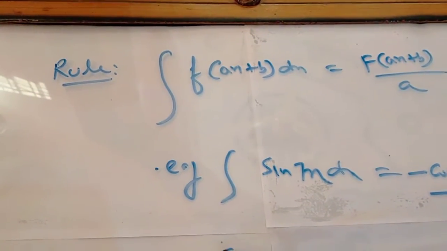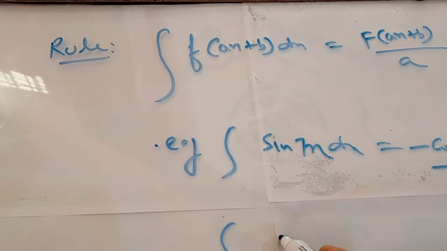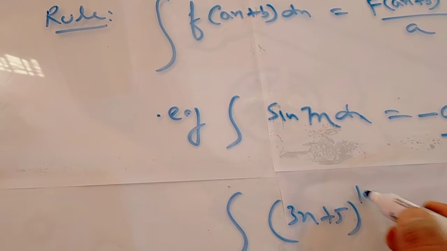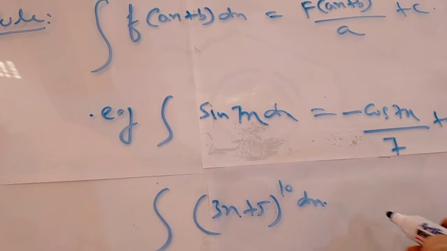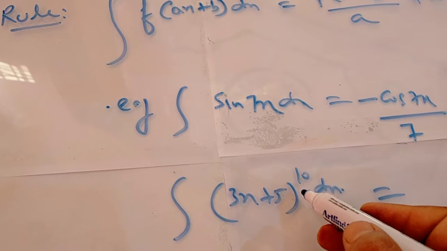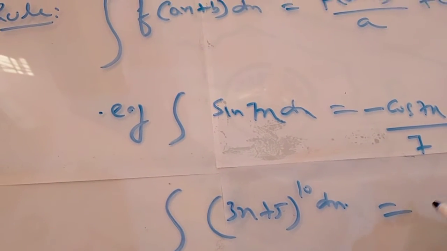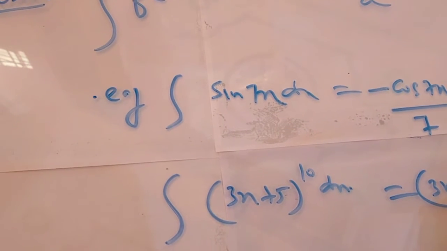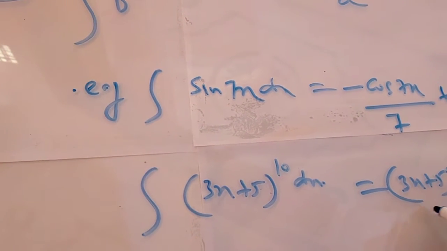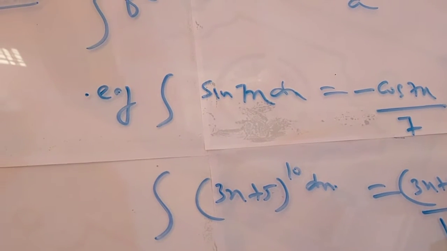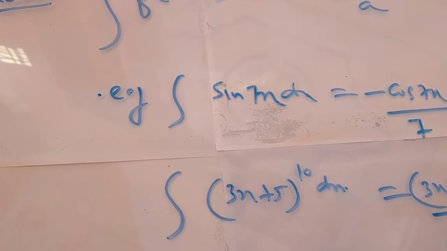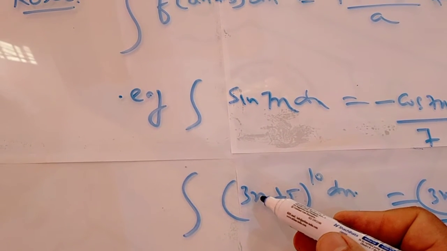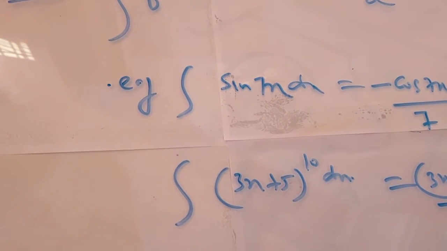Look at one more question you can take. Suppose we have the question 3x plus 5 whole raised to the power 10 dx. Suppose this is the question. According to the question, you can write it as 3x plus 5 whole raised to the power 10 plus 1, that is 11, upon 11, and in the denominator what you have to write is the number which is in front of x, that is 3, plus c.